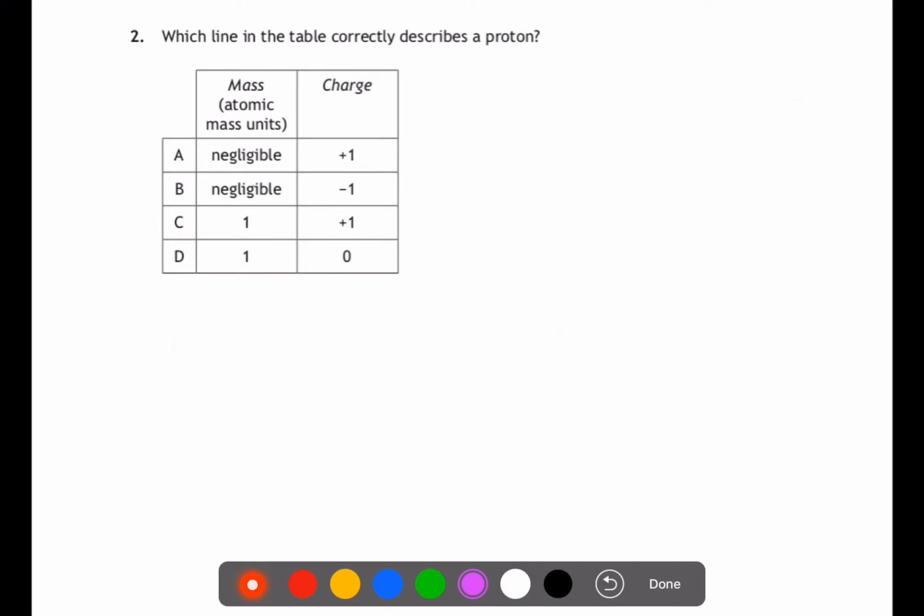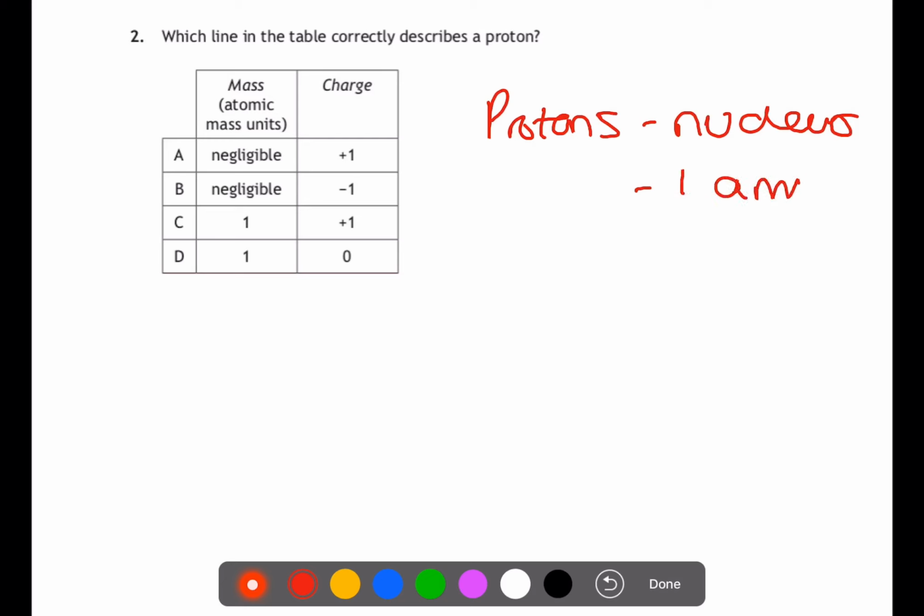Question 2. Which line in the table correctly describes a proton? Protons are found in the nucleus of an atom. Their mass is 1 atomic mass unit and they provide part of the mass of an atom, and they have a positive charge. This means that our answer is C.